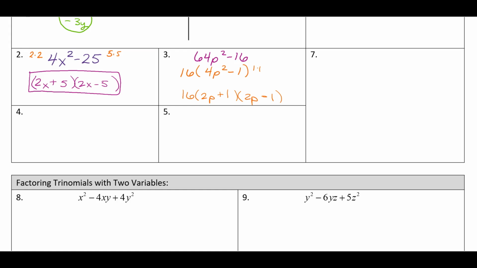And when we check it back, 2p times 2p is 4p squared. This right here is positive 2, negative 2, so that's 0. And then 1 times negative 1 is negative 1. So this is factored correctly. Okay, so number 4.